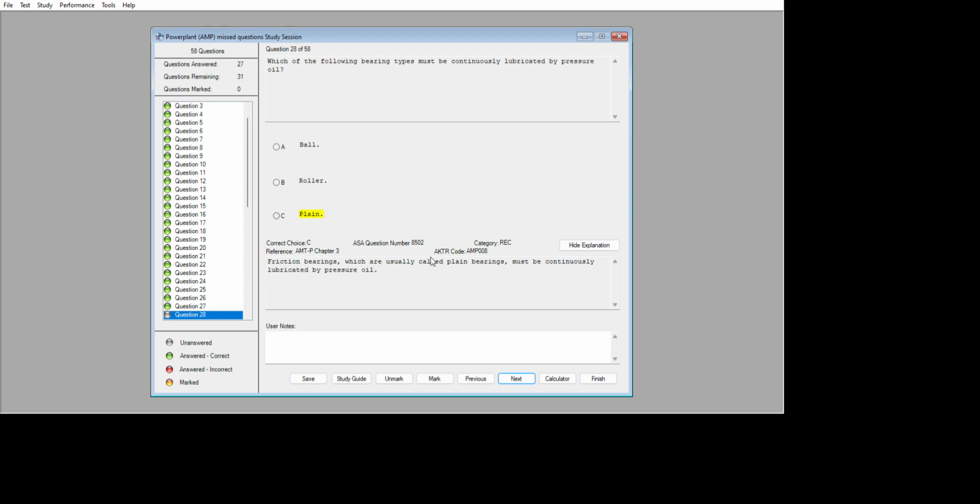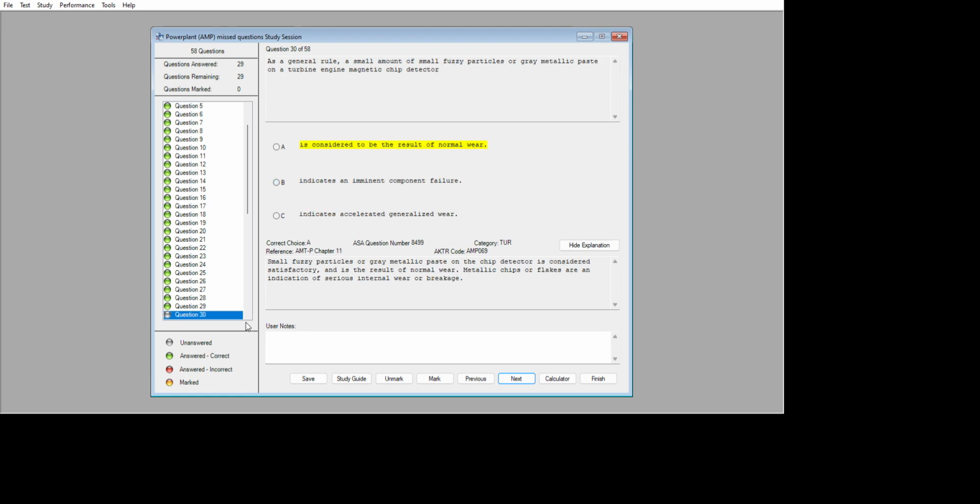Which of the following bearing types must be continuously lubricated by pressure oil? Plain. Which of these characteristics are desirable in turbine engine oil? High flash point.